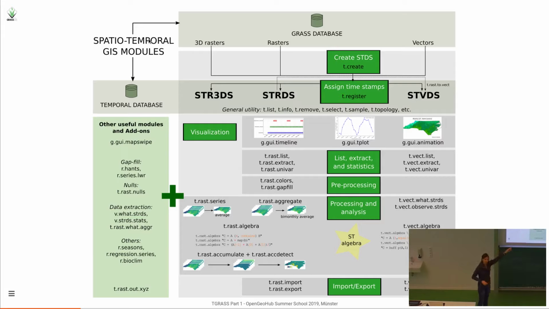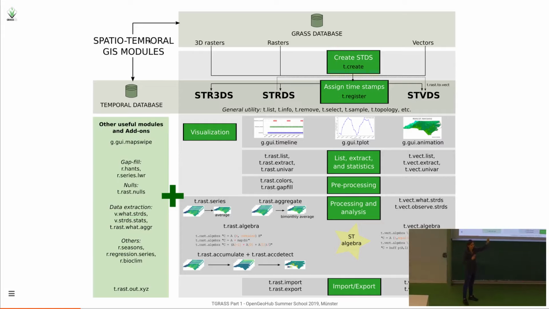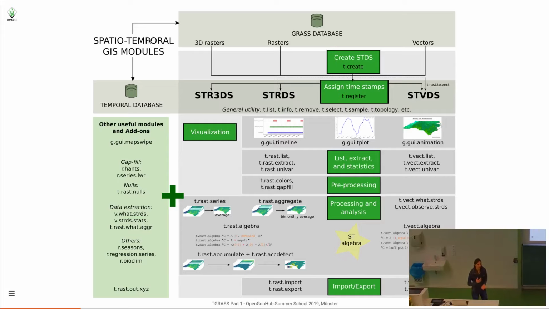which is the second step, assigning timestamps to maps. For that, we use a command called t.register. And like that, we get these space-time datasets for different types of data. That is what we call the temporal database. After that, we can start our processing. We can use specific T modules, but we can also use other modules in GRASS core or add-ons that are very useful for time series as well.